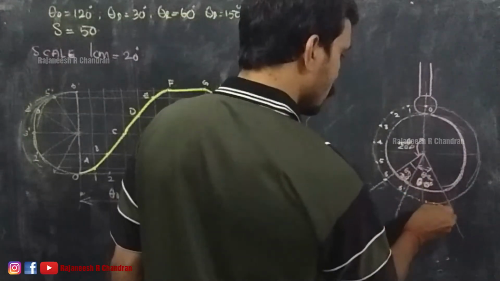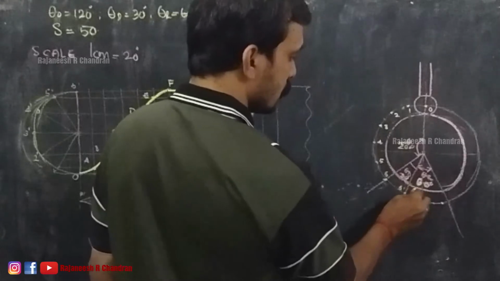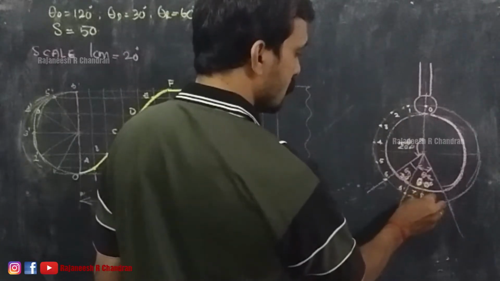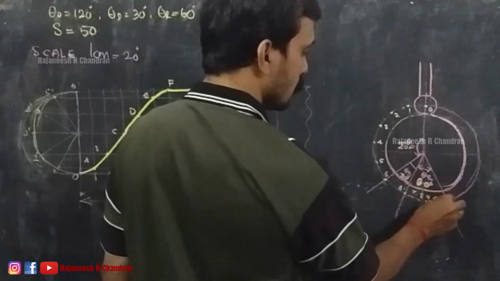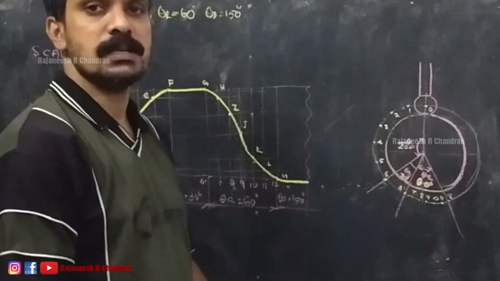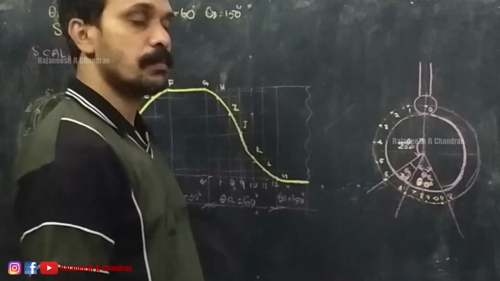Using the protractor, mark with a 10 degree. So this will be 7, this will be 8, 9, 10, 11 and 12. That also has been completed. What will be our next step?